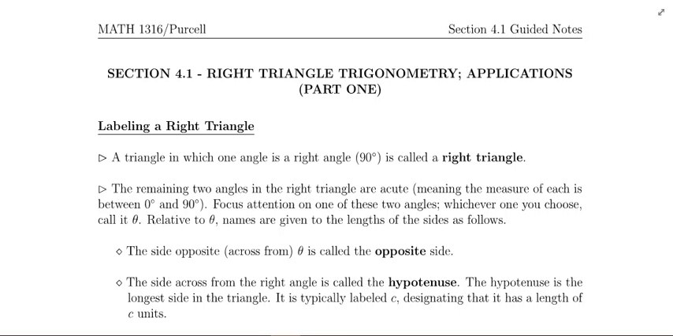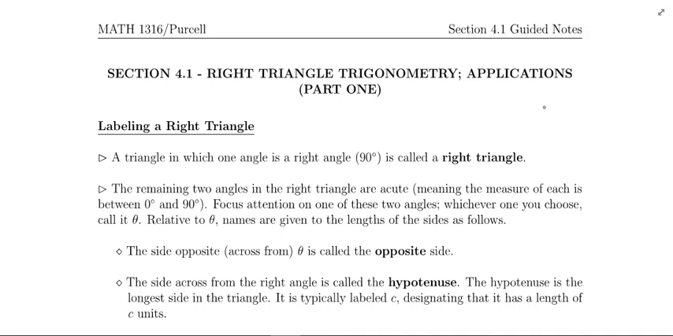All right, we are going to start by talking about what a right triangle is and how we need to label it. So let's look right here under labeling a right triangle. First things first, what is a right triangle? A triangle in which one angle is a right angle, which is 90 degrees, is called a right triangle. So if you have a 90-degree angle in your triangle, it is a right triangle.